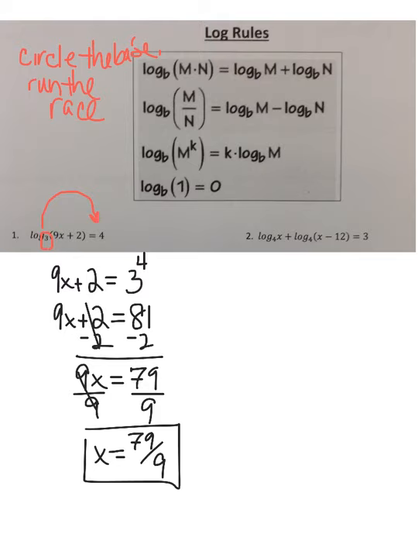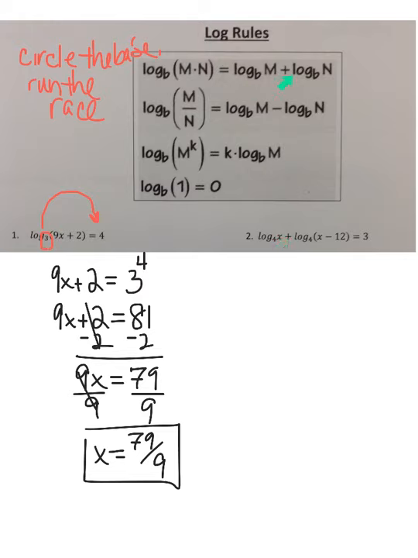Okay, so number 2 is similar to number 1, but the difference here, if you look at this one, this had just one term involving a log. This one has 2 terms. So don't panic, it's really not that much more difficult. Here's the thing, these 2 terms are separated by a plus sign. So we do what we call product rule.